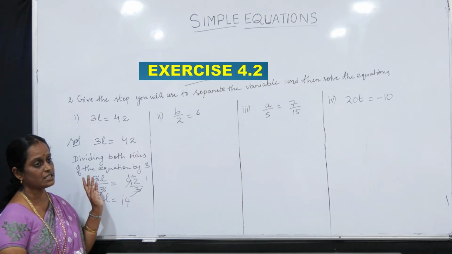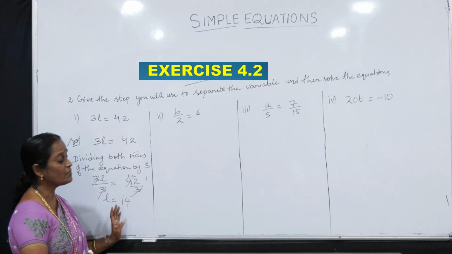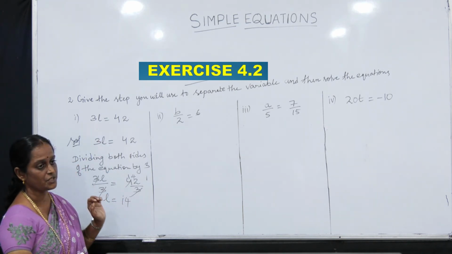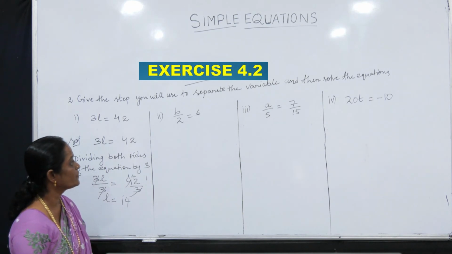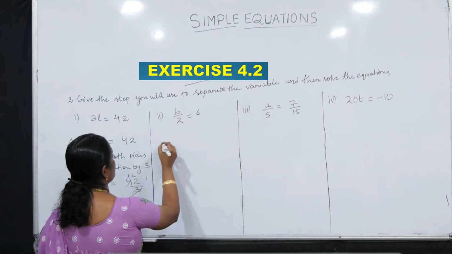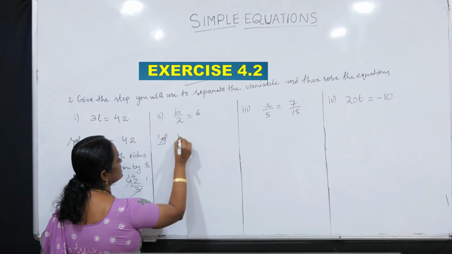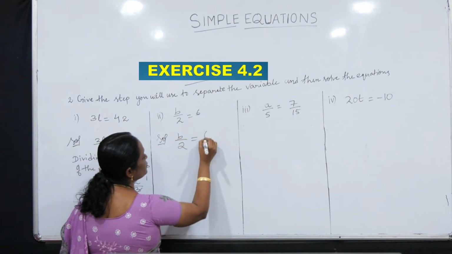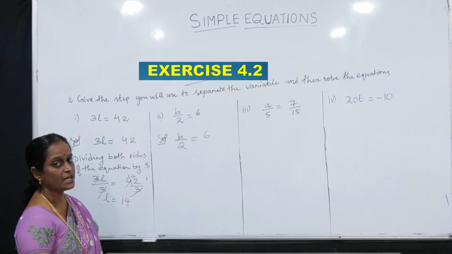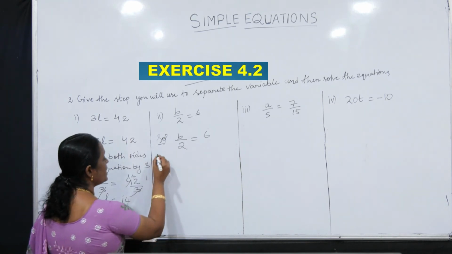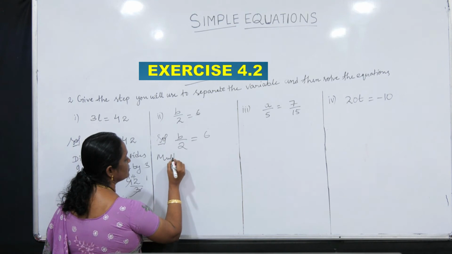You can also check the solution by putting the value of l is equal to 14 in the original equation. So 3l is equal to 3 into 14, it is equal to 42. The next equation is v by 2 is equal to 6. Here the operation that we have to do here is we have to multiply both sides by 2. Multiply both sides by 2.